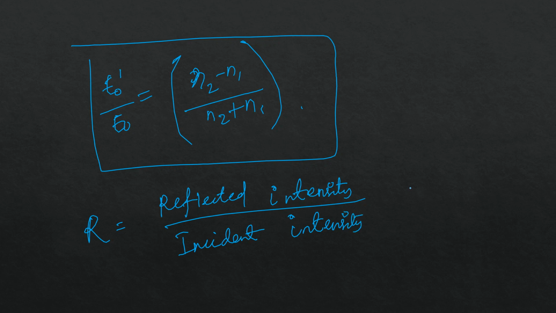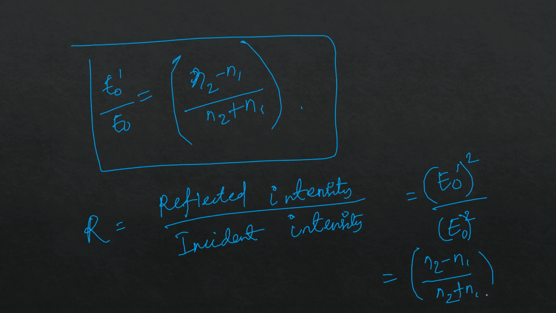Okay, so reflected intensity is what? E naught dash square divided by E naught square. So that implies this whole square, right? So (n2 minus n1) by (n2 plus n1) whole square. This is R.